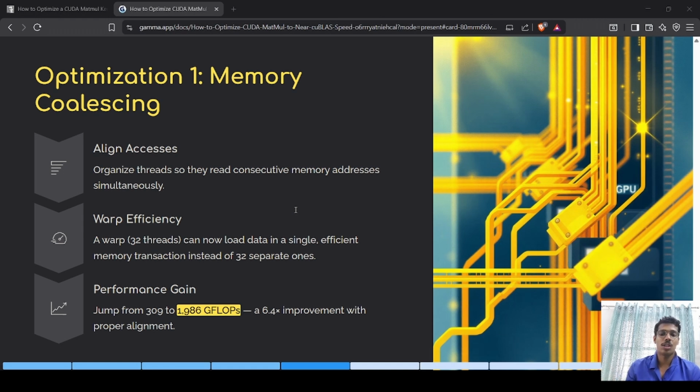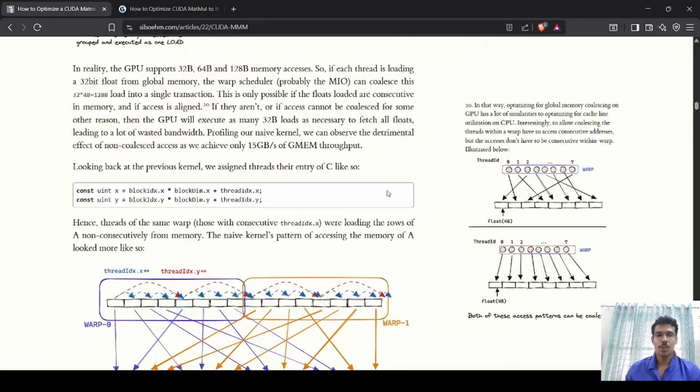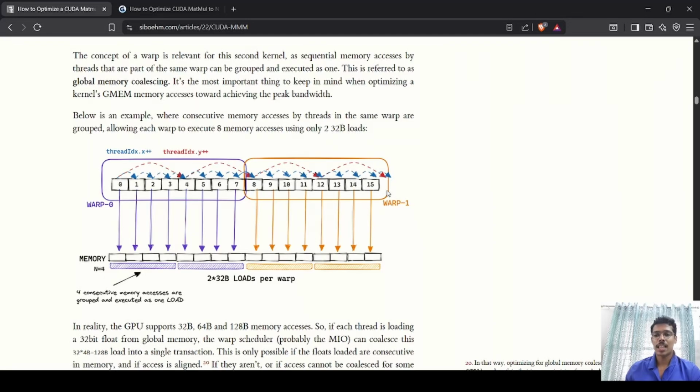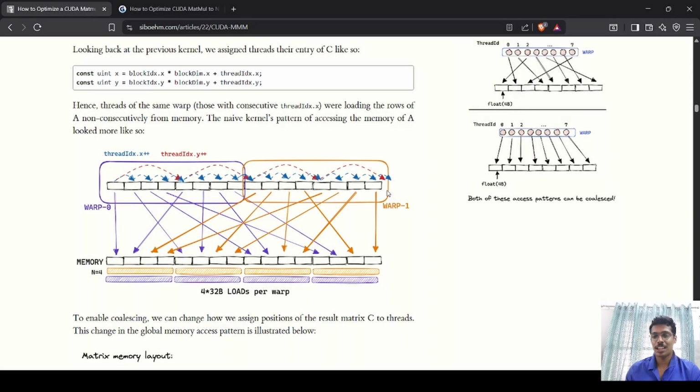This simple trick can boost the performance from 309 gigaflops to 1986 gigaflops, and that is almost 6 times the naive speed. For example, this is how the memory is accessed when the memory access is consecutive, and this is how it looks when it is really random.